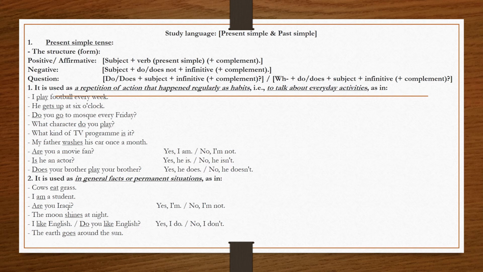I am a student. أنا طالب. Are you Iraqi? هل أنت عراقي؟ Yes, I am, or no, I am not. The moon shines at night. القمر متى يطلع؟ في الليل. وهكذا. هذا present simple tense.